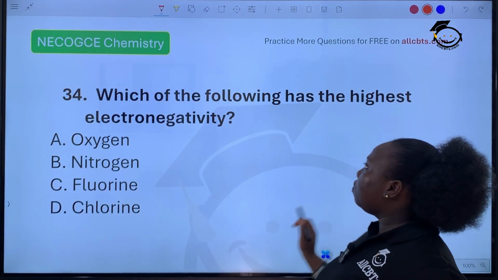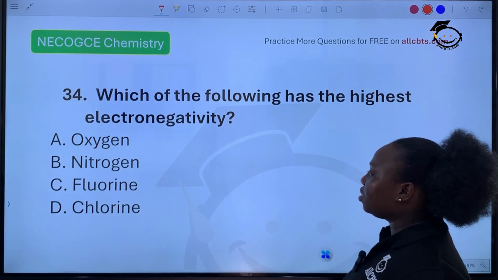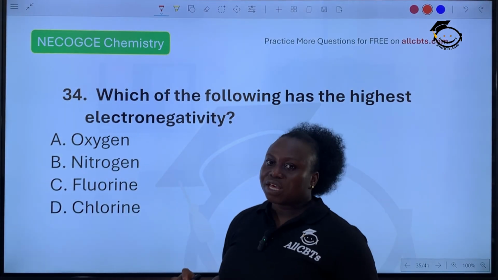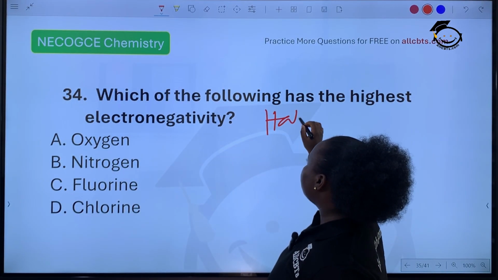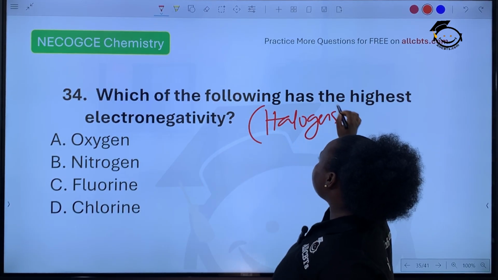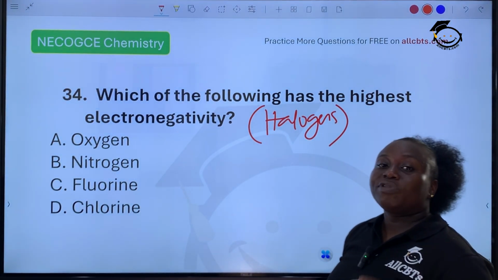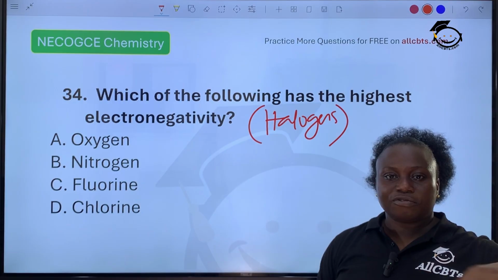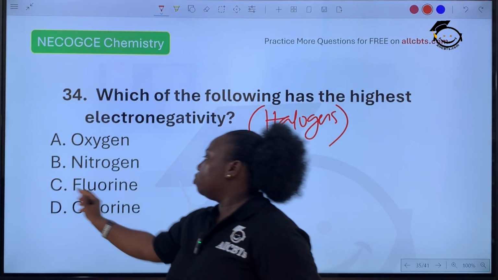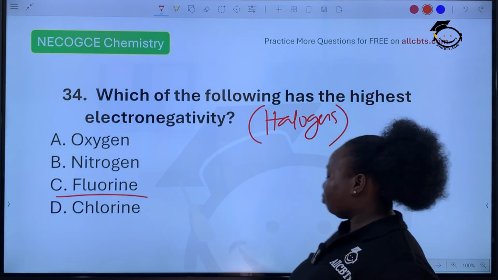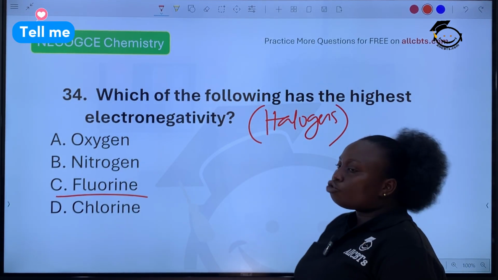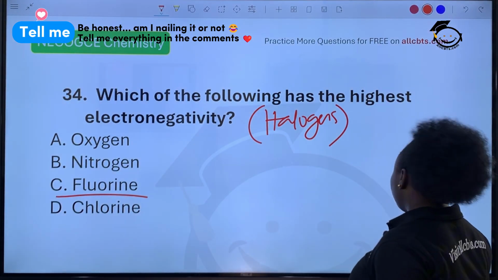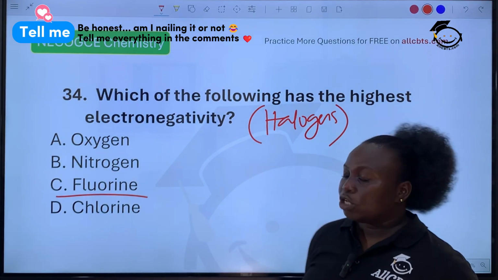Number 34, which of the following has the highest electronegativity? Notice that the most electronegative elements are the halogens. The most electronegative element is the first member of group 7, these halogens, and that is fluorine. Fluorine is the most electronegative element we have on the periodic table, while the most positive is potassium.